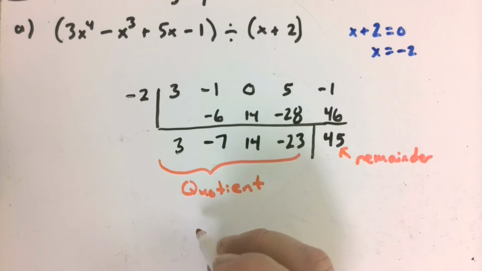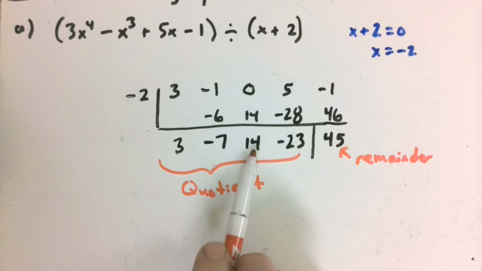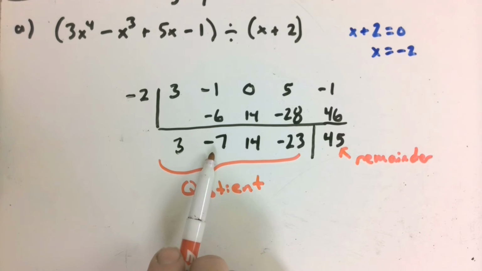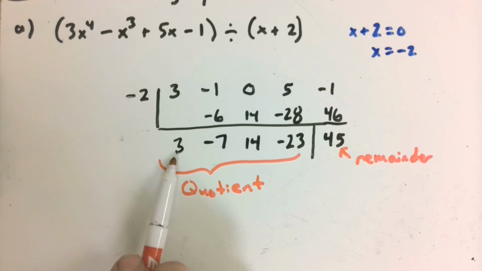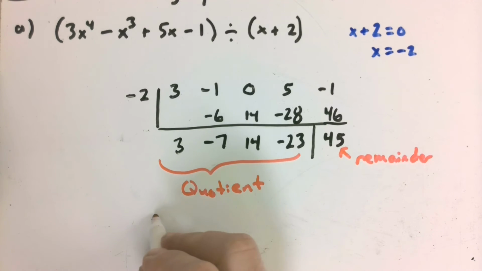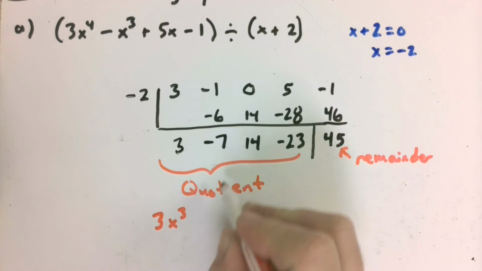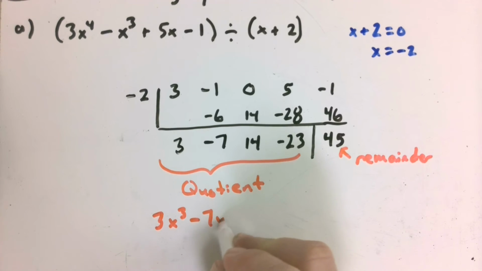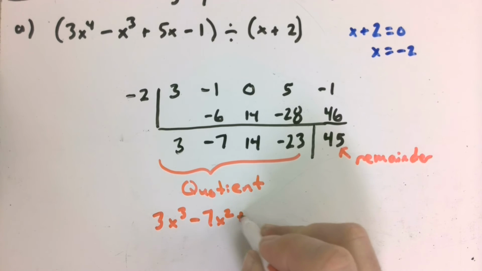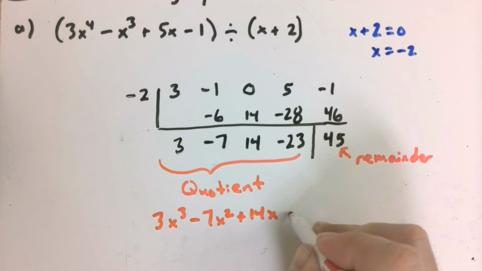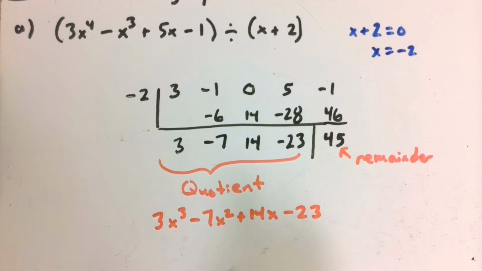So our quotient is actually this. This last term here is a constant. The one in front is really an x, so this is a plus 14x. This is an x squared. This term in front, that would be our x cubed term. So we have a 3, x to the third, minus 7, x squared, plus 14x minus 23 for our quotient. That is what those numbers up above there represent.